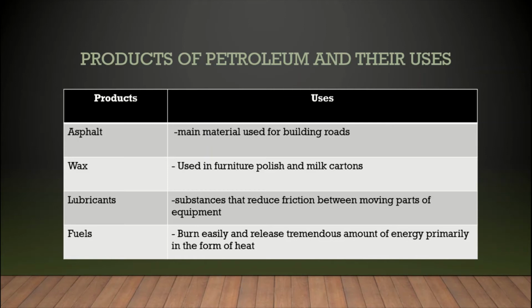Wax, used in furniture, polish, and milk cartons. Lubricants, substances that reduce friction between moving parts of equipment, so the oils. An example of it is oil applied to gears of a bicycle, or the change oil. Lubricants. Fuels burn easily and release tremendous amounts of energy primarily in the form of heat. It is also used for transportation and to produce heat and electricity, such as coal. So these are the products out of petroleum.